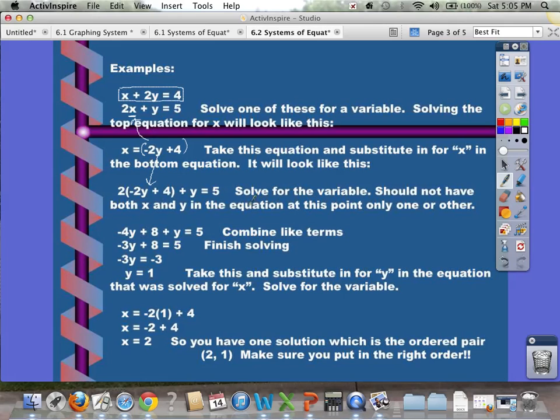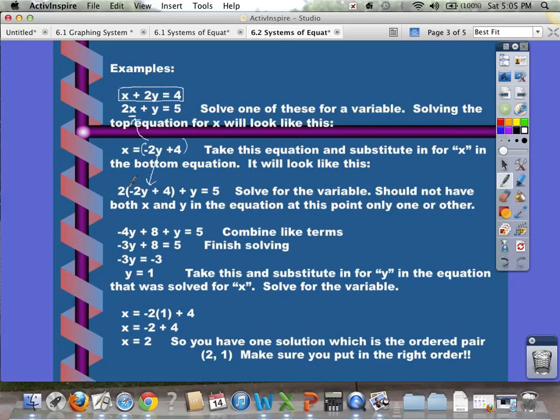If you still have x's and y's in there, you've got a mess and you need to go back and fix it. There should only be one variable. In this case, it's just y's. It could be just x's, but not both. So go back and check your work. All right, from there, you finish solving this equation, which means we're going to have to use the distributive property in order to get this cleaned up.